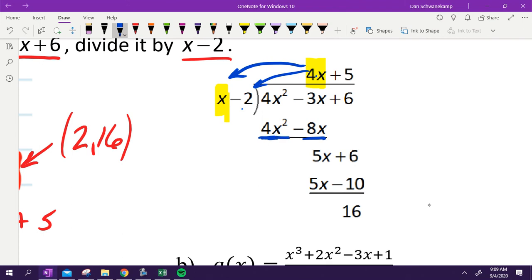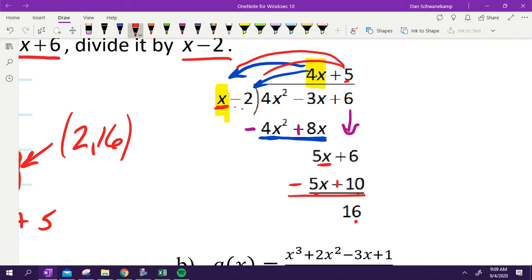Then just like we did in long division, we are going to subtract. We are going to change the signs. That's going to cancel. That gets me 5x. I bring down the 6. Then we repeat the process. We ask ourselves the question, x times what gets me 5x? The answer is 5. So we put a 5 right there. We multiply it down. 5x. 5 times negative 2 is negative 10. We change the signs. It cancels, and it gets me 16.